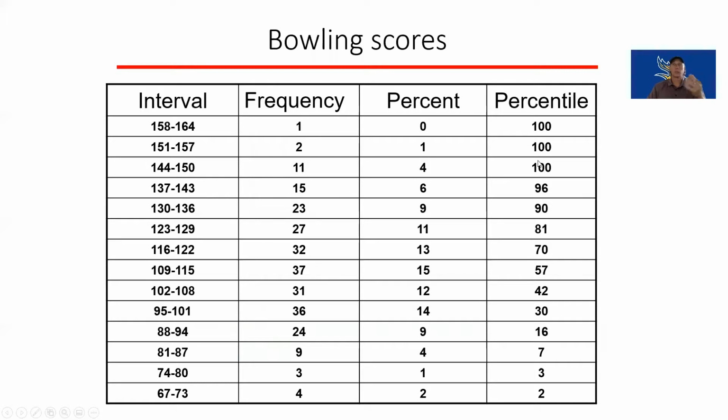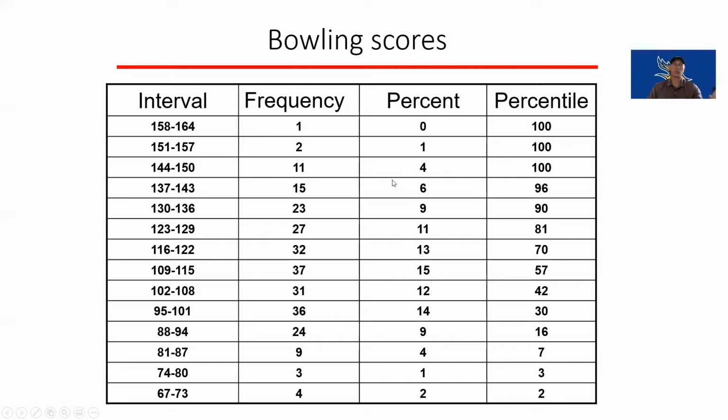Okay, so here's another example. If we look at bowling scores, if you've ever been bowling, I wish we could still go bowling right now. But we look at these ranges of scores, and look at the frequency within those ranges. We have our 100th percentiles up here at the top, and we go down and down and down. I'm giving you the percentages and the percentiles for you.